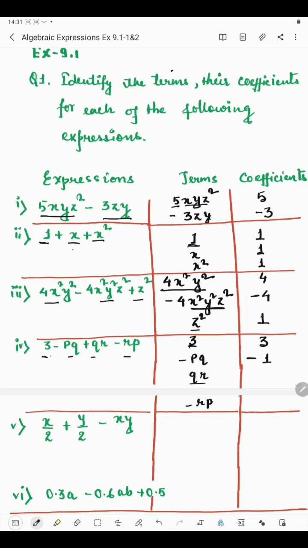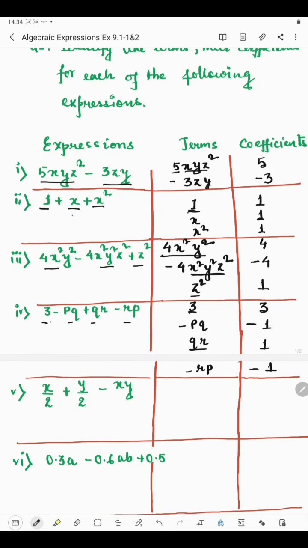Now the coefficient of qr. The coefficient of qr will be 1, as qr is present only one time. And for minus rp, we'll put the minus sign, and since rp is present only one time, the coefficient will be minus 1.